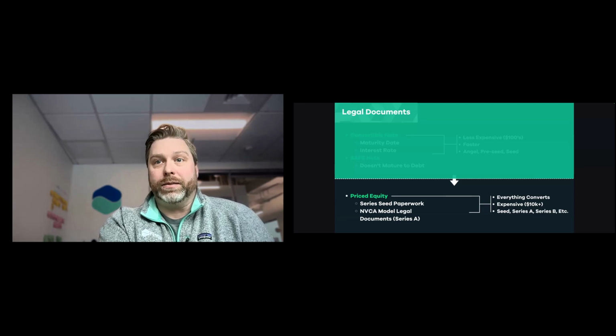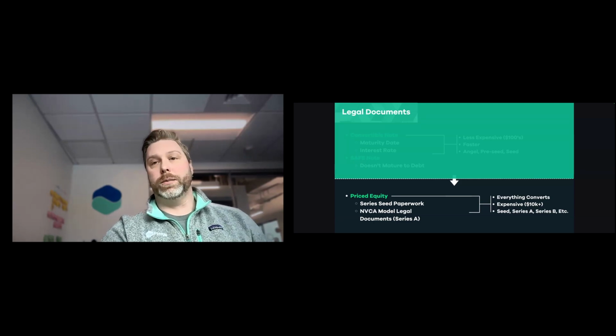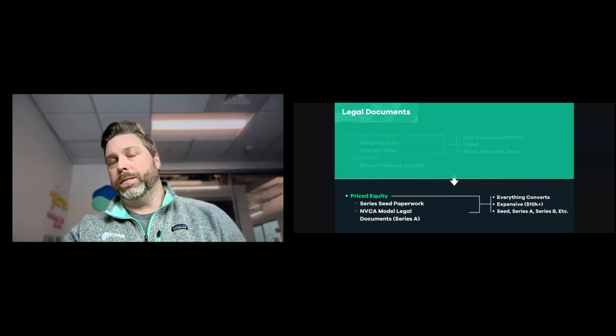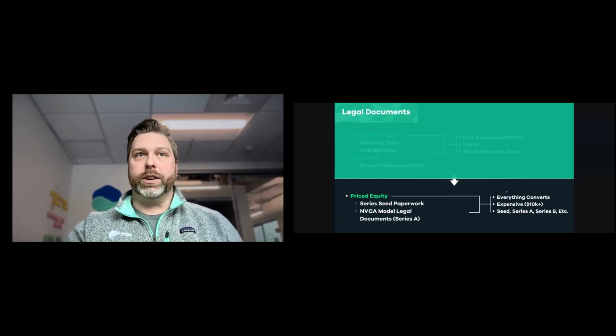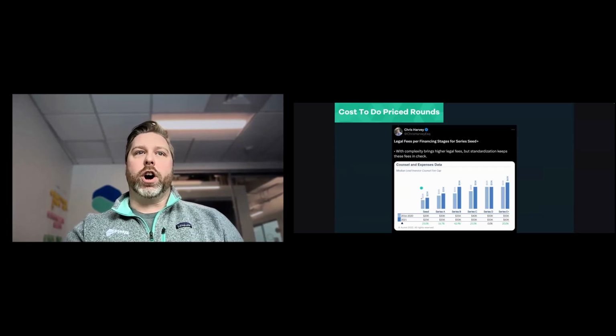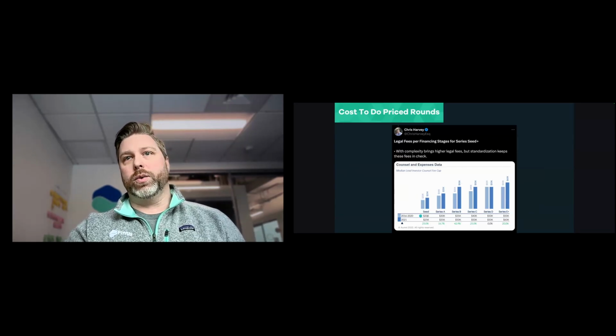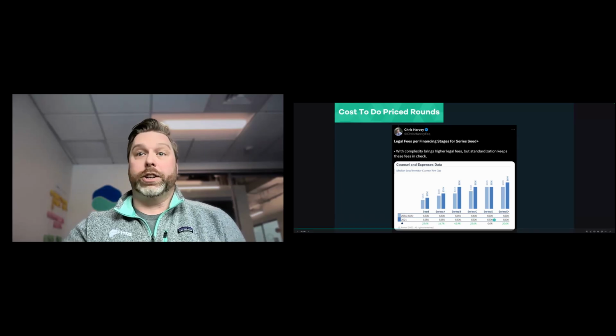It's because it's expensive. A SAFE doc or a convertible note could be half a dozen to a dozen pages. Priced equity docs can be dozens of pages. And the average cost to do a round goes from $20,000 to $60,000 essentially in just legal costs.